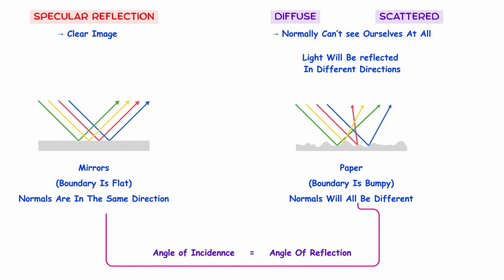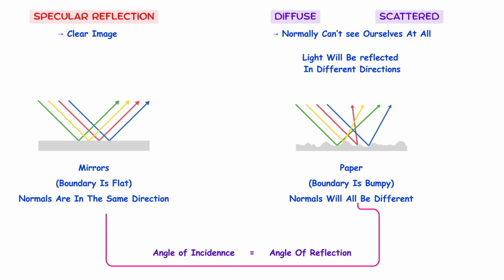Now, let us talk about the two main types of reflection that can occur depending on the texture and smoothness of the reflecting surface. Some materials, such as mirrors, have extremely smooth and flat surfaces, which means that all the normal lines across the surface are aligned in the same direction. As a result, all incoming rays of light will be reflected in a consistent direction, creating a clear and sharp image. This type of reflection is known as specular reflection, and it is what allows you to see a sharp reflection of yourself when you look into a mirror.